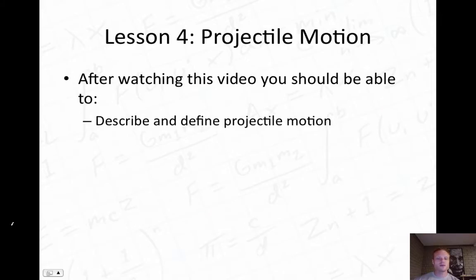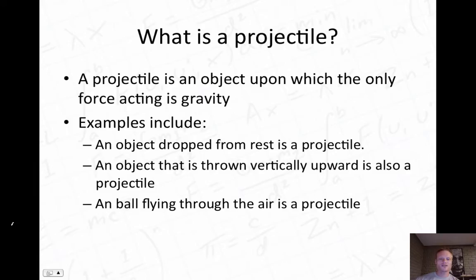In this video, you should be able to describe and define projectile motion. So let's get right into it. What is considered a projectile?